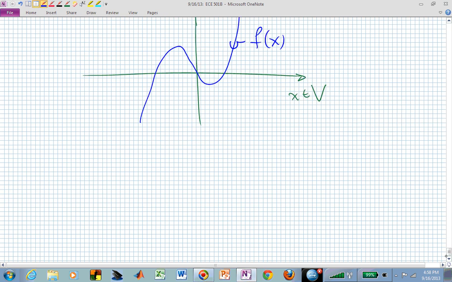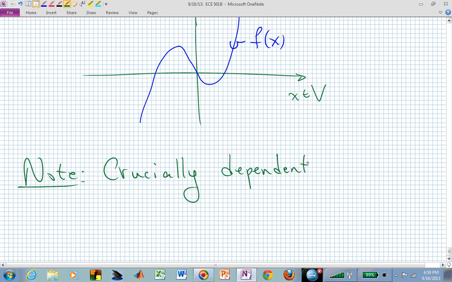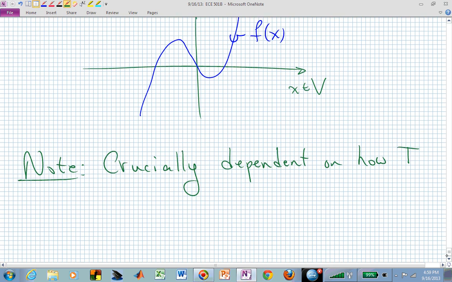And the thing that the book offers an example of is that it's important what your two spaces are, your vector spaces are, as far as what you're mapping from and what you're mapping into. For example, this mapping being surjective is crucially dependent on how the mapping T is defined.